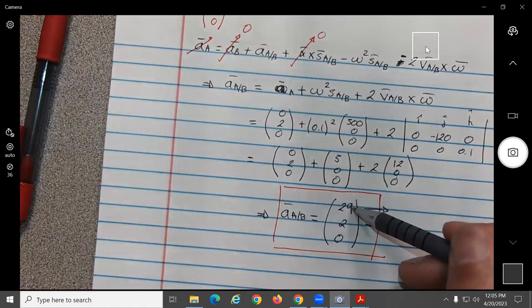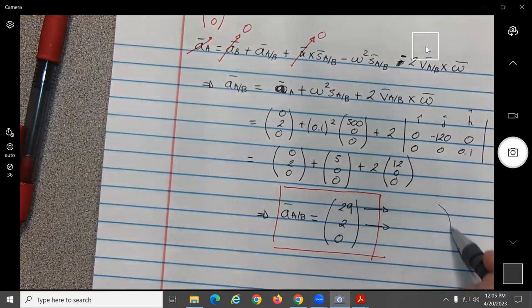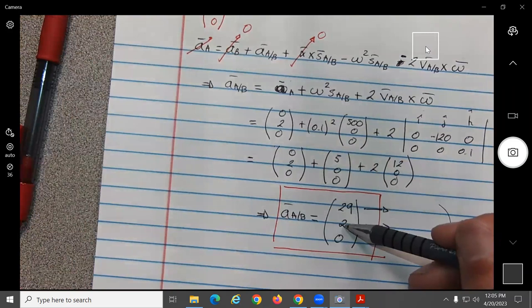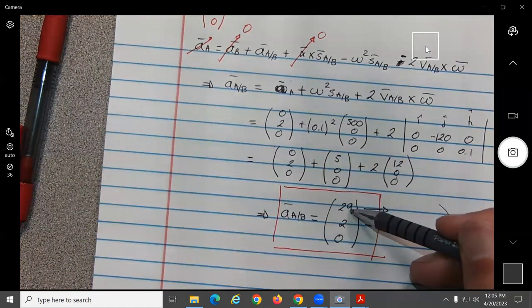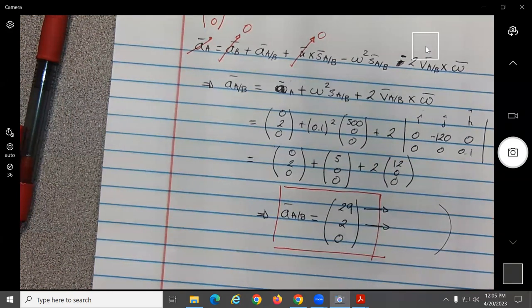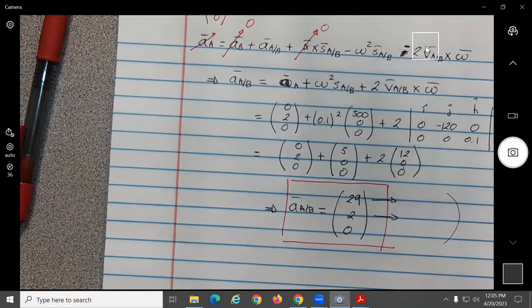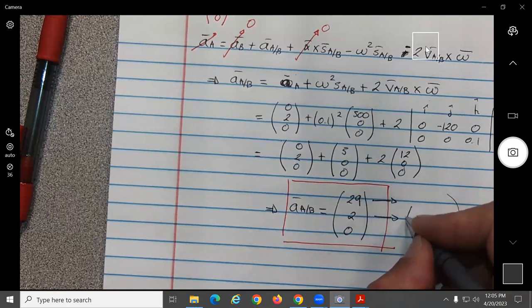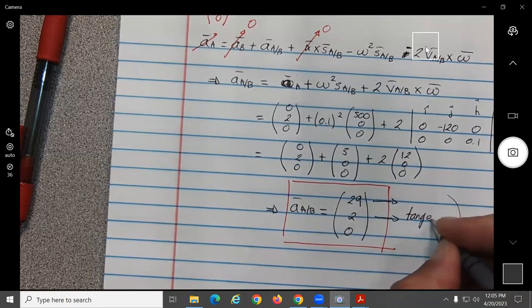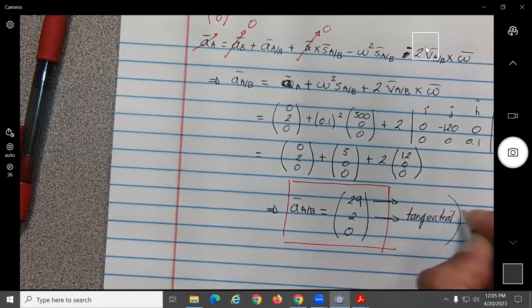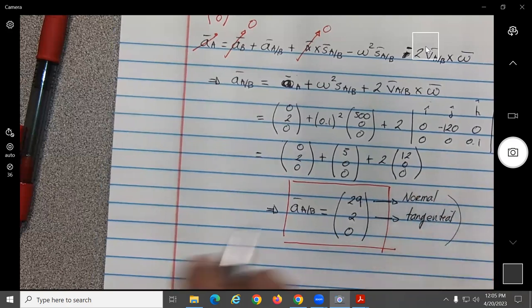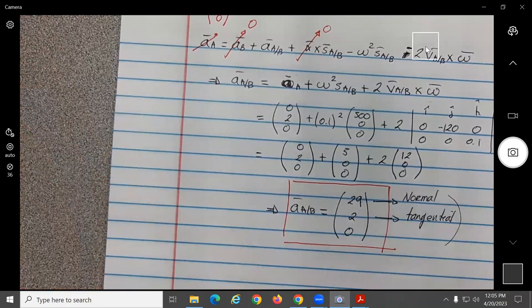But basically, this should be the norm. I mean, it's the other way because it's X and Y this way. So the 2 should be the tangential and the 29 should be the normal, no? Yeah? So let's see, this would be tangential. A normal acceleration.